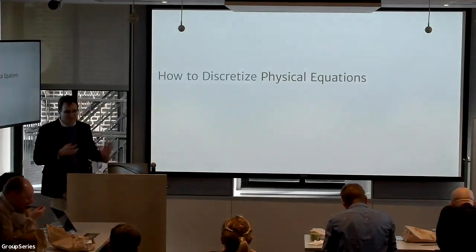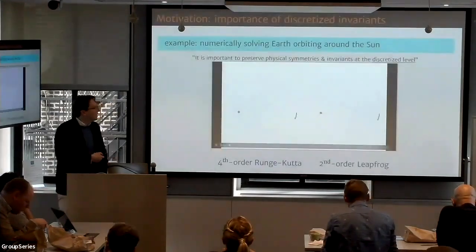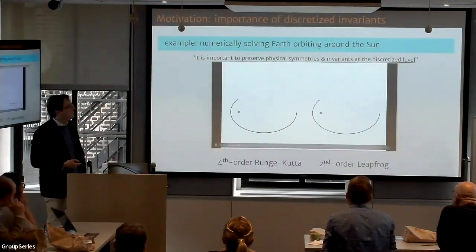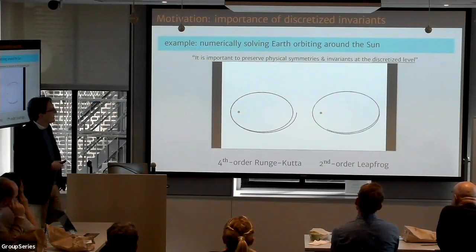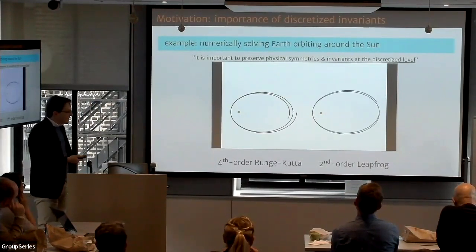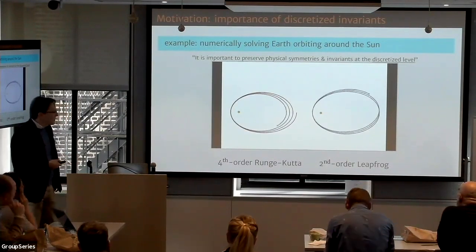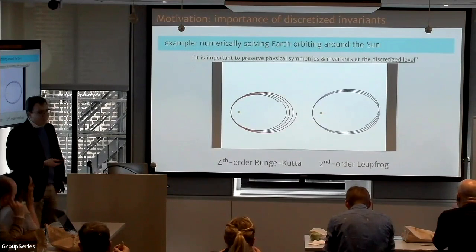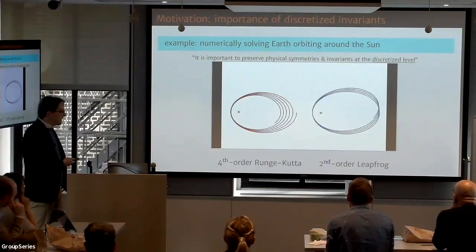Why are we thinking about new ways to discretize physical equations? I'd like to motivate this talk with a very simple example of the Earth orbiting around the Sun. You can solve its equations just using Newton's law of gravity. But when you put it on a computer, you have to discretize in space and in time, and you might solve for the orbits of the Earth.